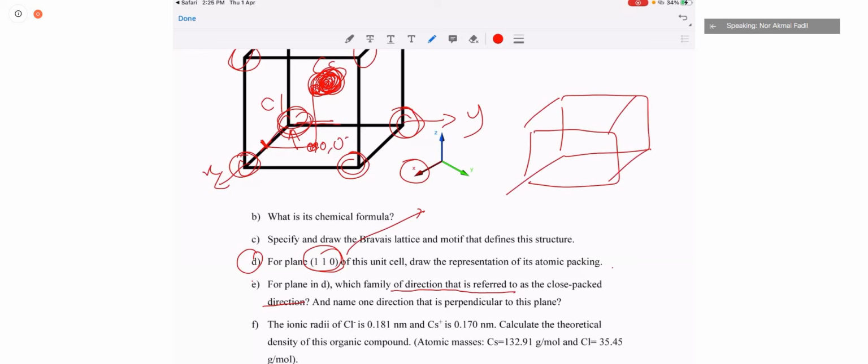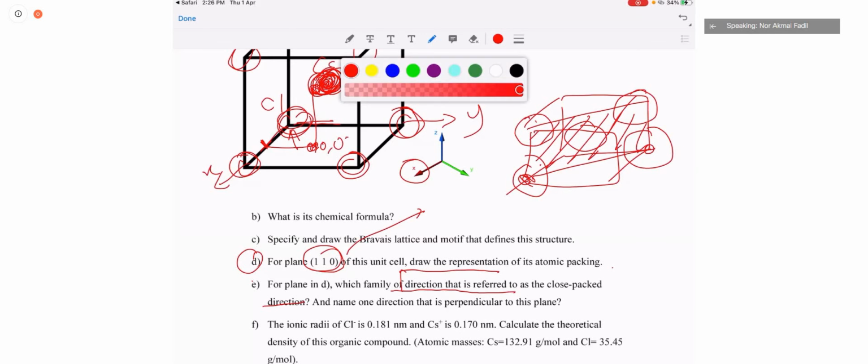So it has an intersection at X at 1, Y. Therefore, we get a plane like this, and draw the direction, the direction that is referred to as a close pack direction. Why is it close pack? Because it contains one atom here, one atom here, one atom here, one atom here, and one atom here. This is the most close pack plane compared to the other planes.